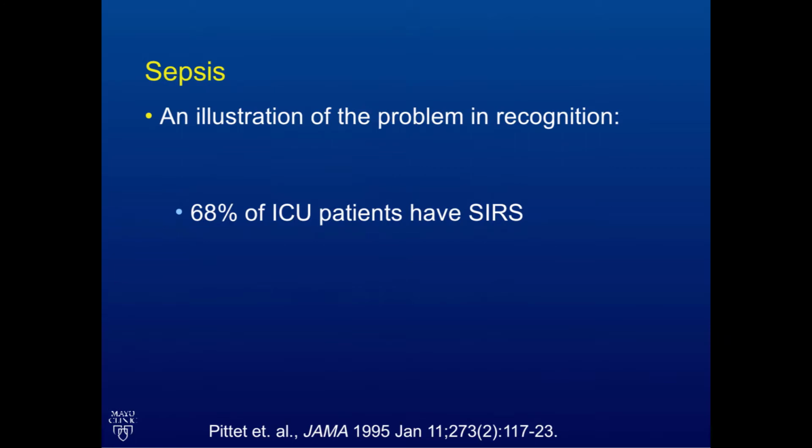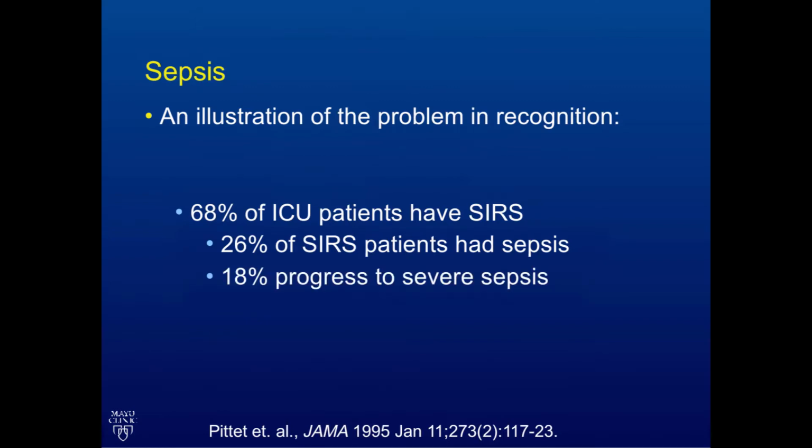Here's an illustration of why it was a problem as we've used this for 15 years and continue to use this in my department. It's been said that 100% of post-operative patients in a surgical ICU have SIRS at some point during their ICU stay, 2 SIRS criteria. In this one, in a medical ICU, 68% of patients had SIRS, whereas only a quarter of those had an infection to indicate that it was sepsis. And then of the patients that had SIRS, only about 1 in 5 would progress to severe sepsis, and only 1 in about 20 or 25 would develop septic shock.